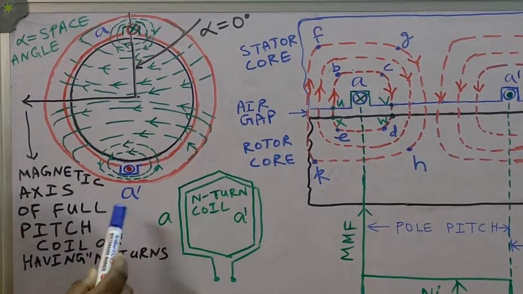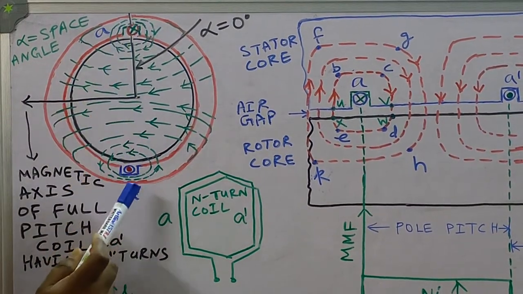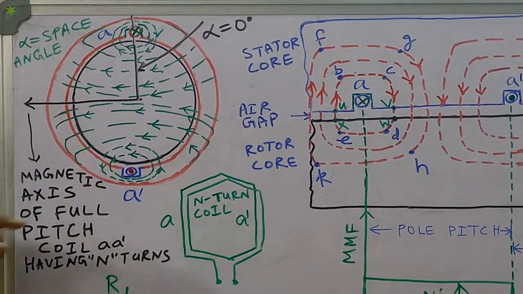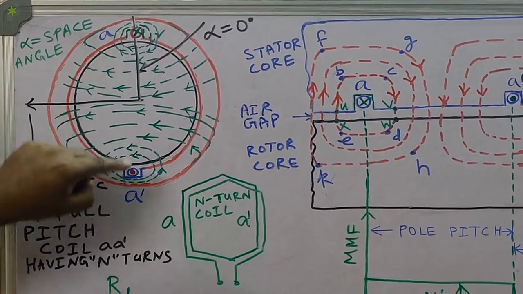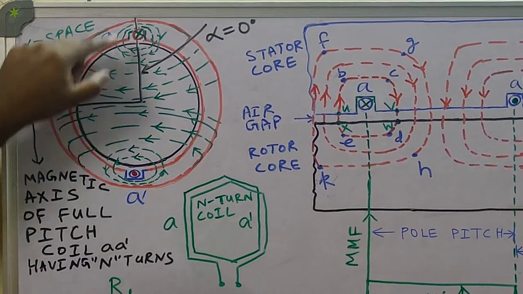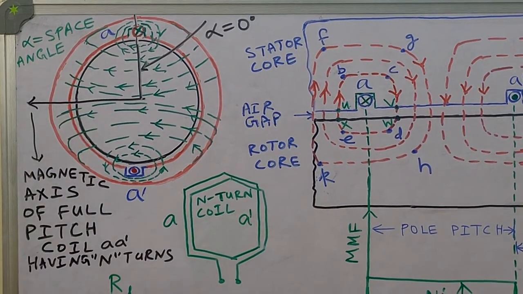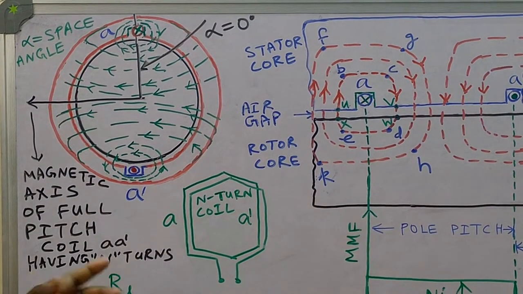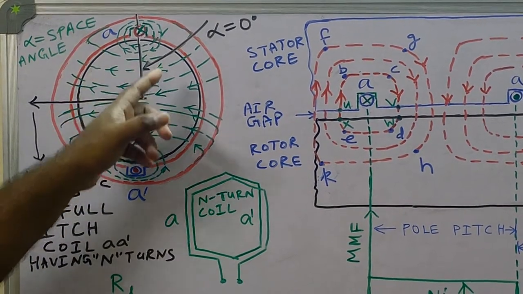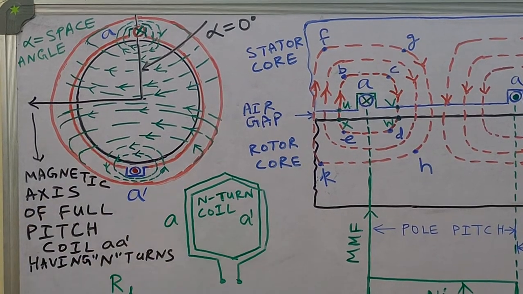Now, I have indicated only two slots. One slot is shown over here and another slot is shown over here. You can find that these two slots are diametrically opposite. That means these two slots, which are placed on the stator core, are shown diametrically opposite. Meaning that we have drawn these magnetic lines of flux for a two pole configuration.